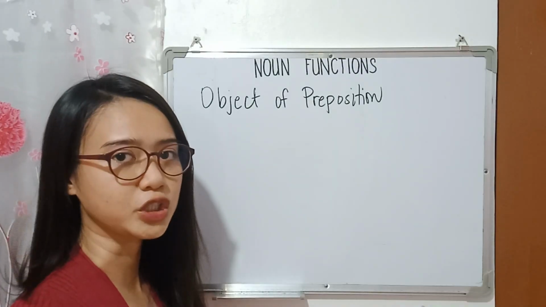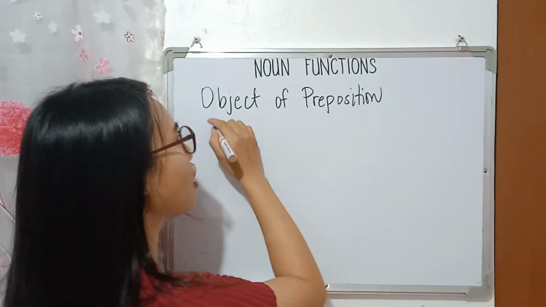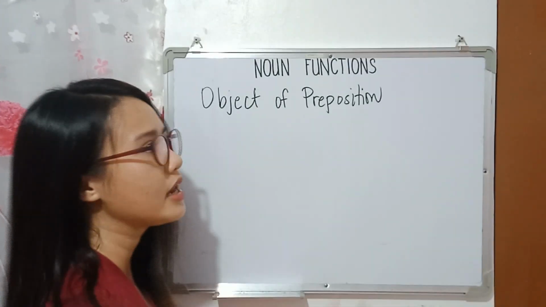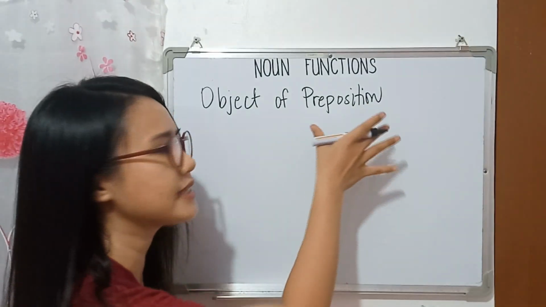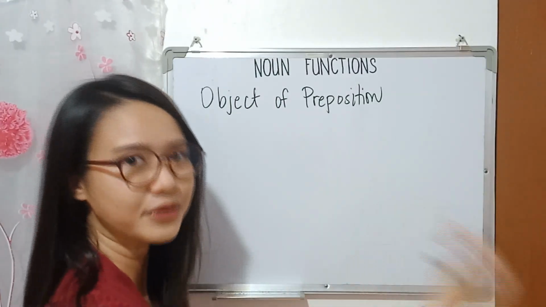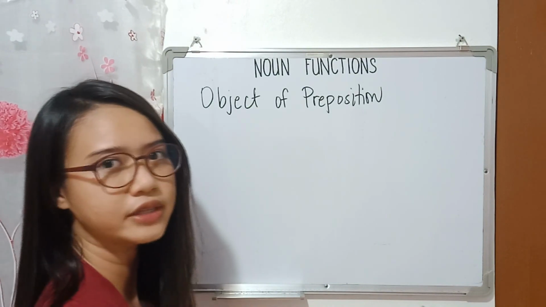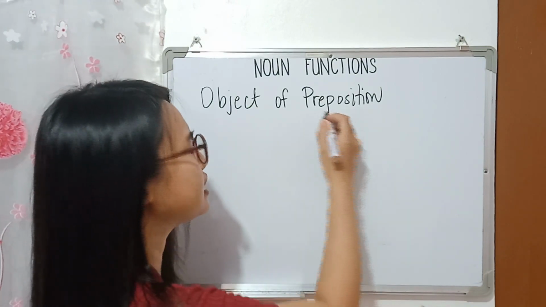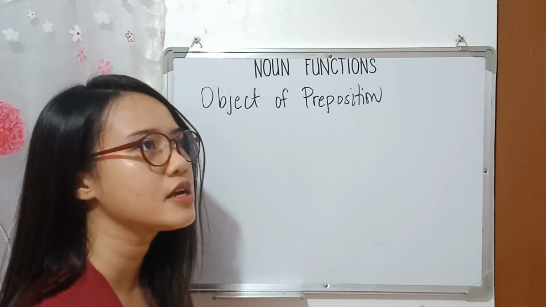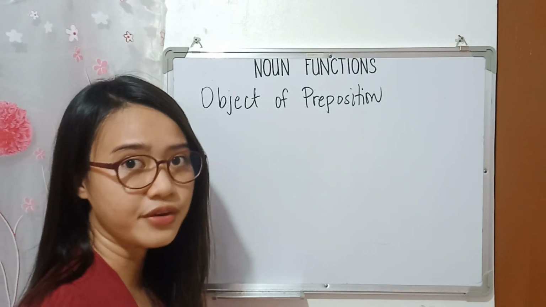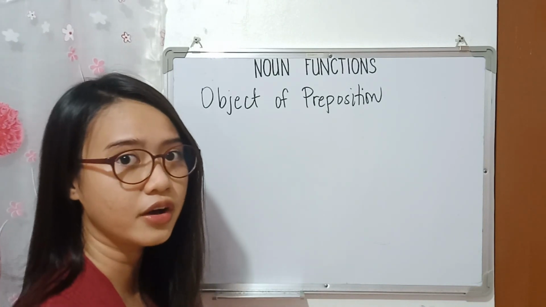The fifth noun function that I want to discuss is the object of preposition. Now, we have here preposition, and this is a class of words, the little words in the sentence that denote time, place, location, or direction. Usually, examples of prepositions are of, through, by, with, along, across.